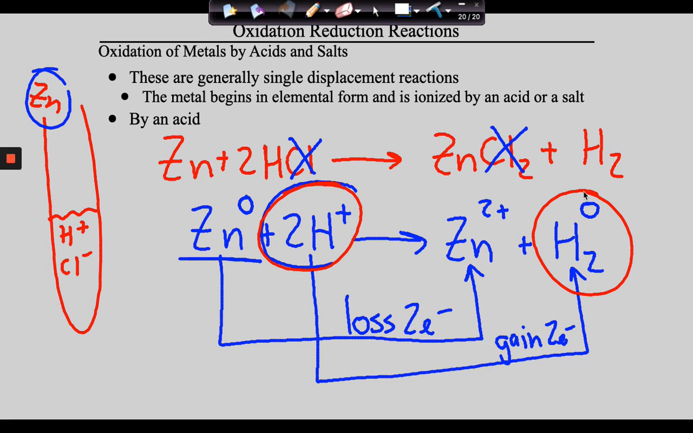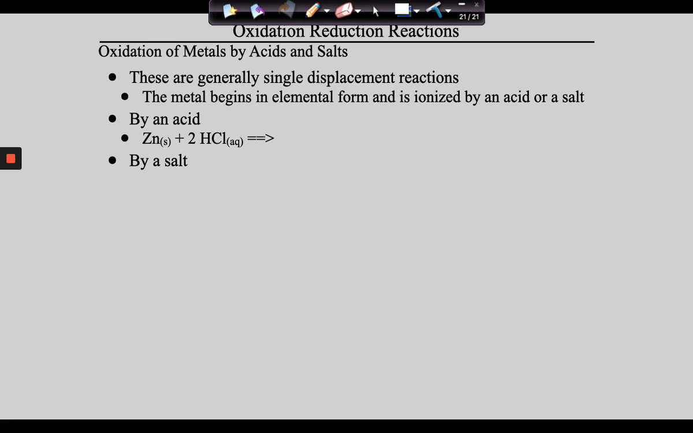Let's try one more. By a salt. Oxidation reduction by a salt. And guys, we are going to do zinc and copper 2 sulfate. So a chunk of zinc, no, copper 2 sulfate, not 1. Zinc and copper 2 sulfate. Predict the products.